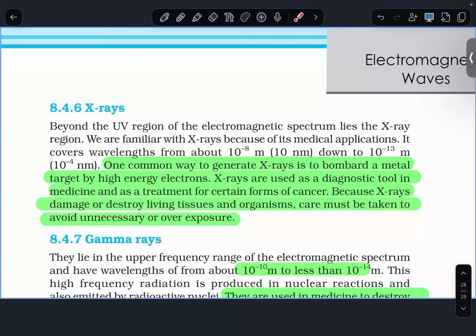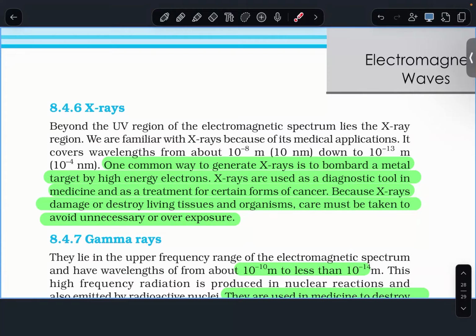Roentgen is the first person who produced X-rays actually. Their wavelength is very, very small. A few angstroms to 0.1 angstrom, almost of that range. Very, very small, 0.001 angstrom.